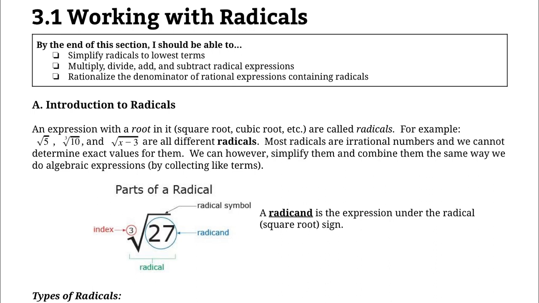So what really is a radical? A radical is essentially an expression that has a root in it. So these are all examples of radicals. This is also an example of a radical.